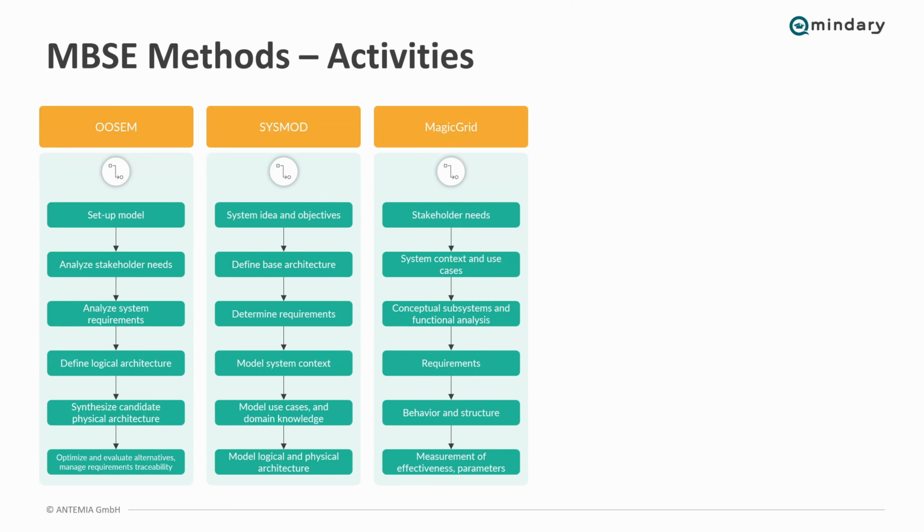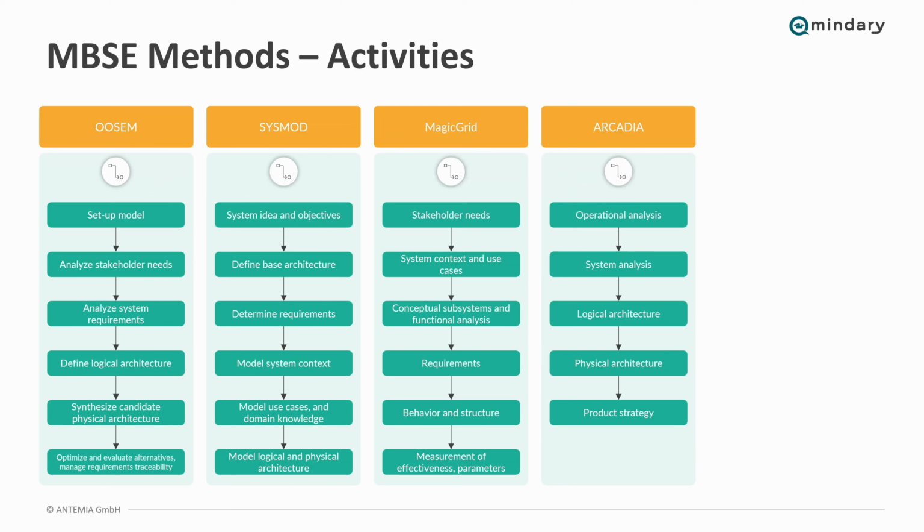Magic Grid starts in the problem domain with modeling the stakeholder needs, the system context, and some use cases. Principal subsystems are defined and functional analysis is performed to understand the problem in detail. So that's what they focus on here. Requirements are the first activity in the solution domain, followed by behavioral and structural description. Measurements of effectiveness indicators are defined to analyze the system.